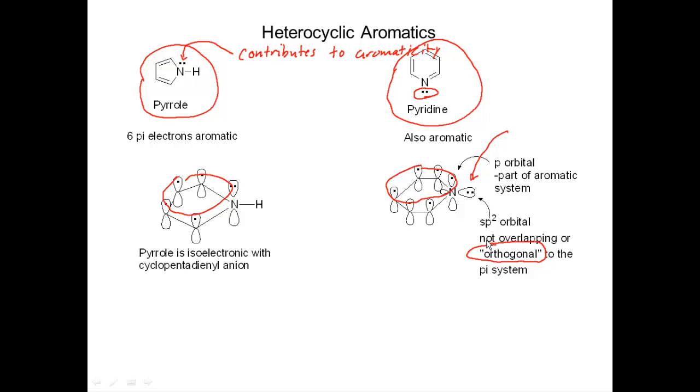The big difference between pyrrole and pyridine is that in pyrrole, there are no double bonds to nitrogen, and in pyridine, the nitrogen is part of a double bond. Okay? Let's get some more heterocyclic aromatics.